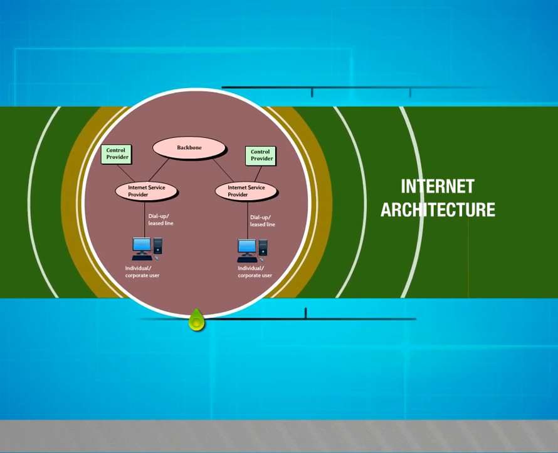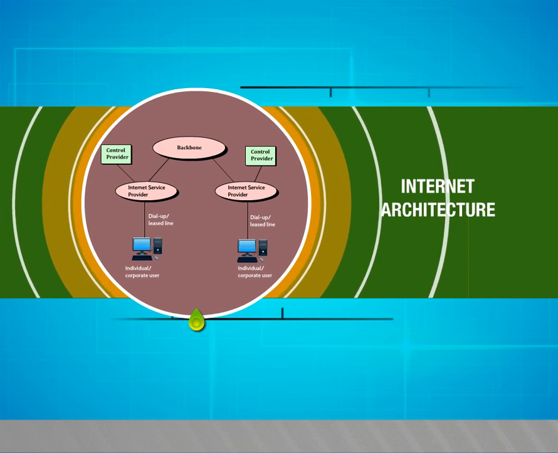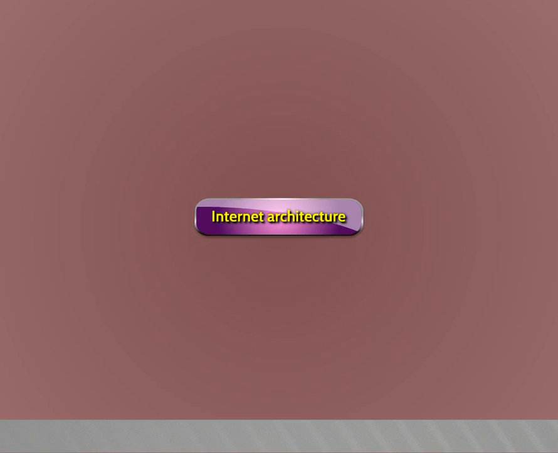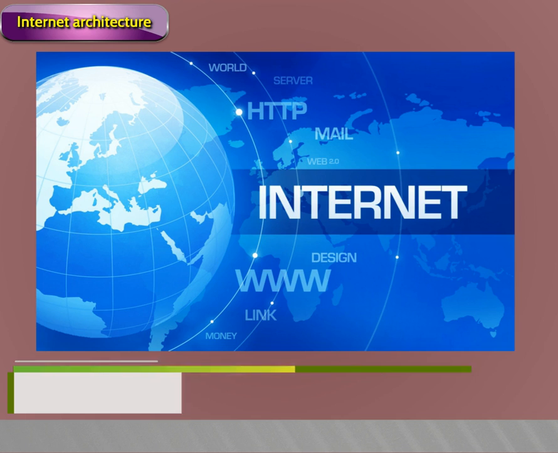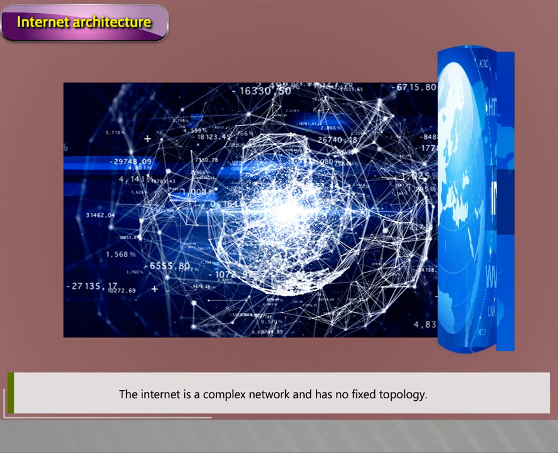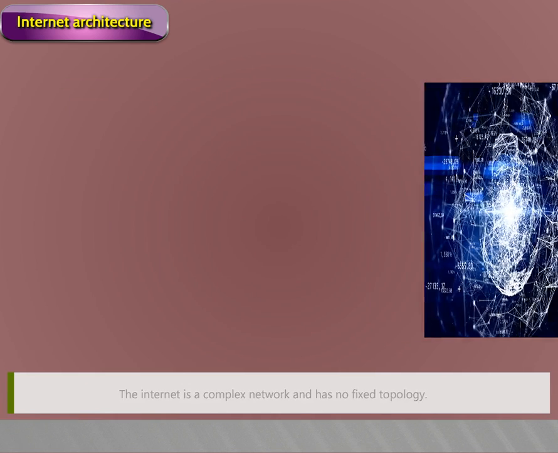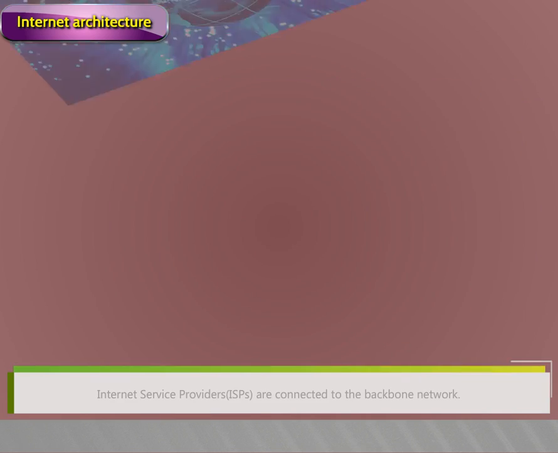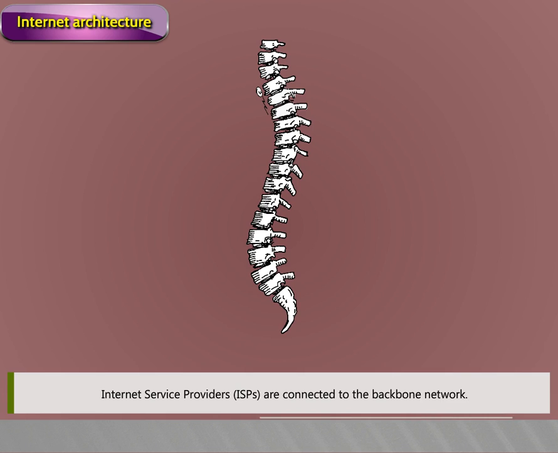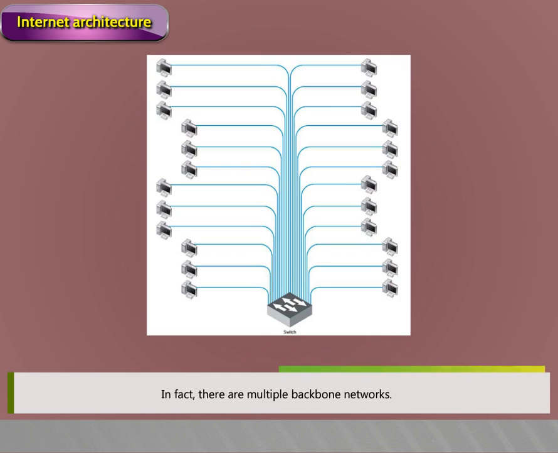Internet architecture. In this video, we are going to see about Internet architecture. The Internet is a complex network and has no fixed topology. Internet service providers, ISPs, are connected to the backbone network. In fact, there are multiple backbone networks.